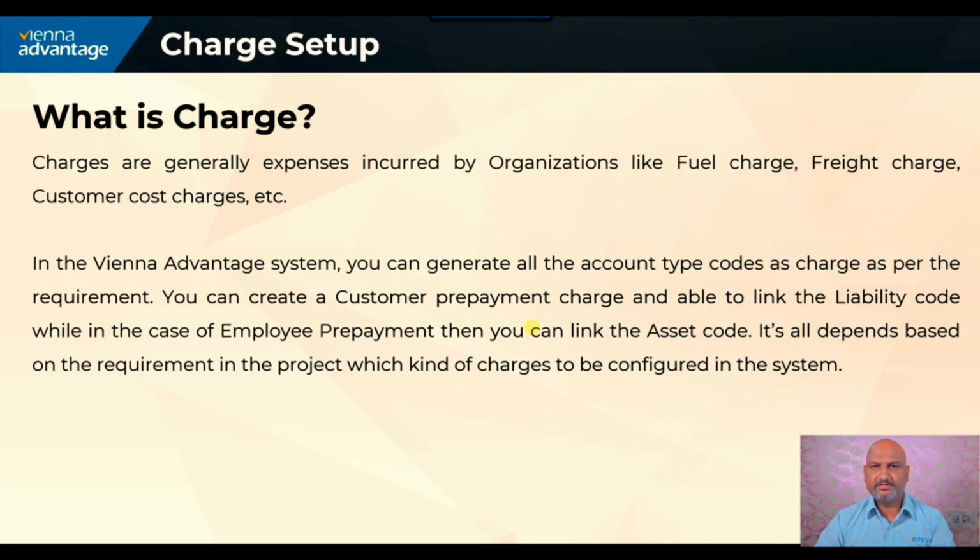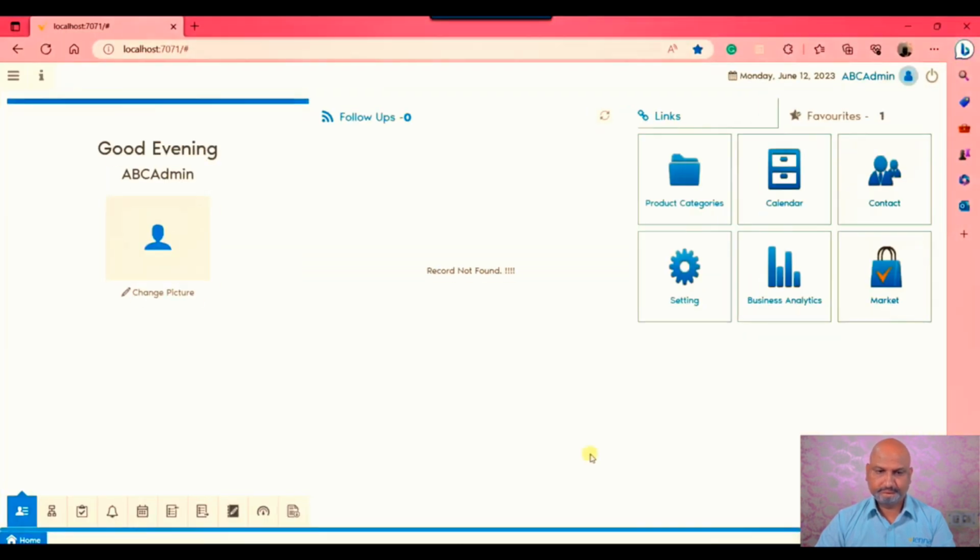Now, how to configure these charges in the VA system? Let's move on to the VA system and we'll see how to create the charges. So I'm at my landing page. I have logged in with the ABC admin. To create the charges, there are two ways in the VA system. The first way is you create the charges manually, while the other way you would be able to create the charges automatically.